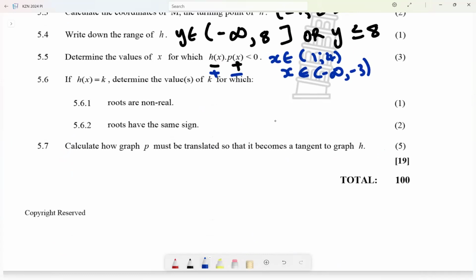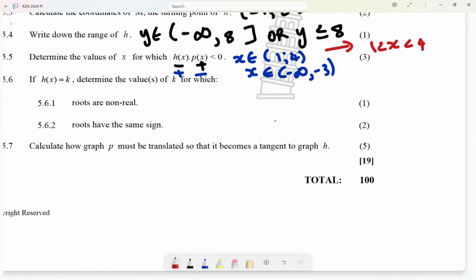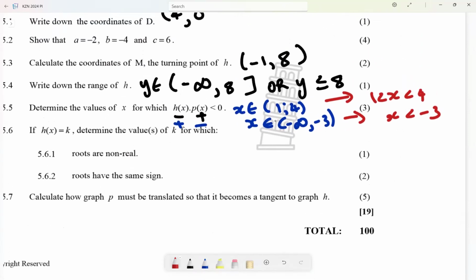-infinity to -3. If you prefer another interval, for this one you can say x is between, so not equal, between what? 4 and 1, okay? Or if you prefer interval, you can say this x should be less than -3, just like that, okay? So yes, please take note of that. Rewind the video if needs be.